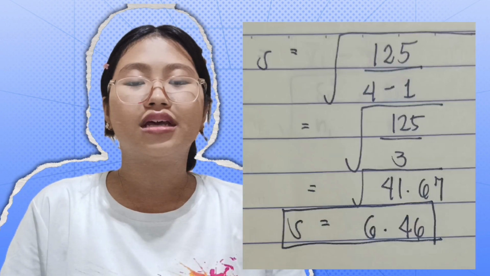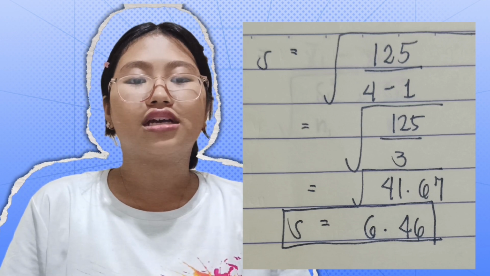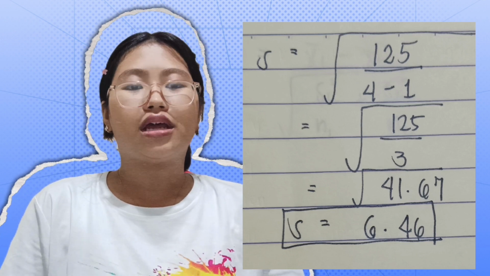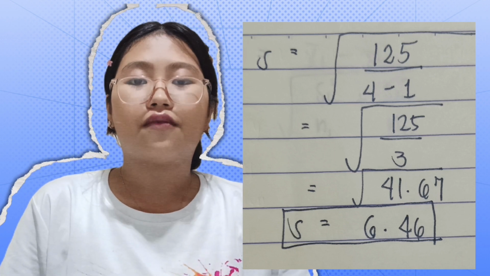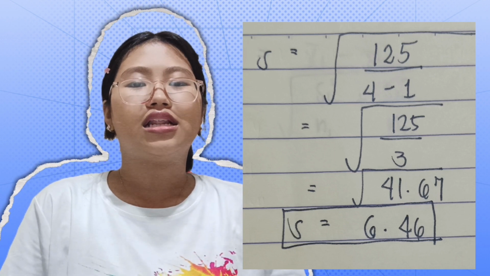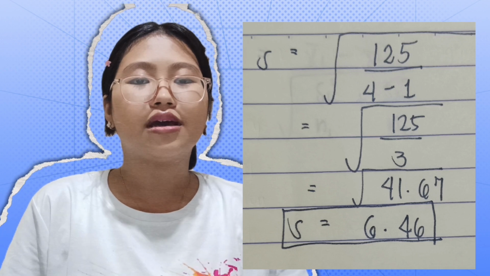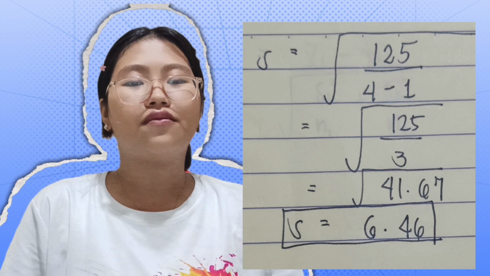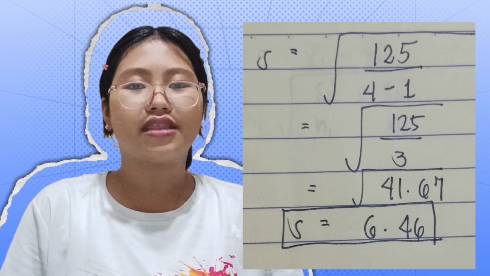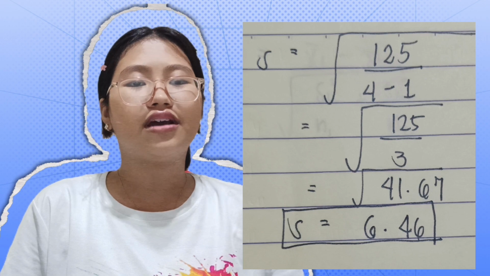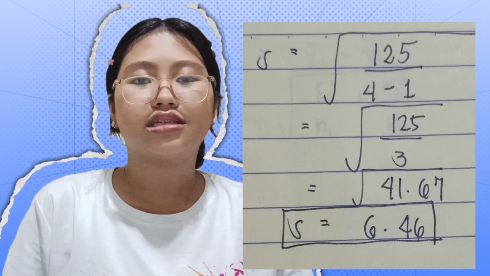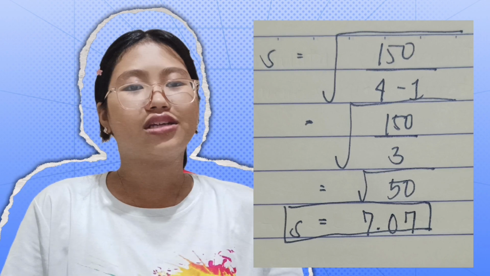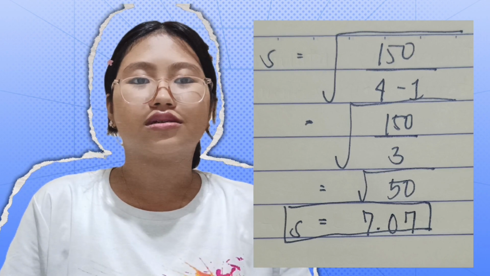So in class A, the summation of data subtracted by the sample mean squared is 125. Substitute. So standard deviation equals the square root of 125 divided by 4 minus 1. Let's subtract first. So 4 minus 1 equals 3. Then 125 divided by 3 is 41.67. Then get the square root, so the standard deviation of class A is 6.46 and the standard deviation of class B is 7.07.